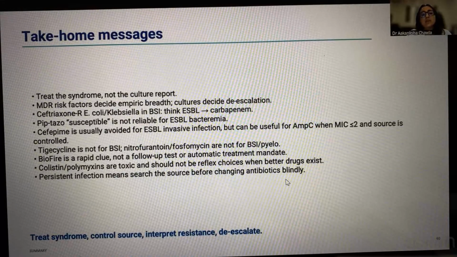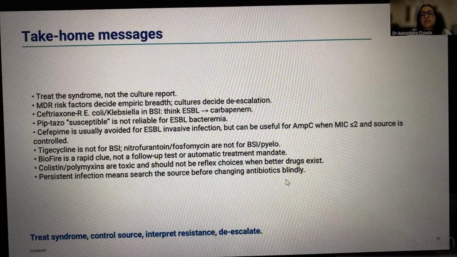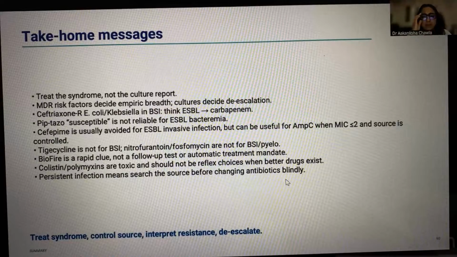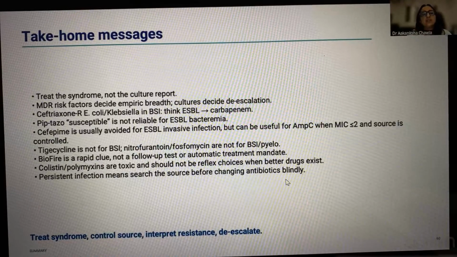Tigecycline is not the drug of choice for bloodstream infections. Nitrofurantoin and fosfomycin should not be used for pyelonephritis or bloodstream infections. BioFire gives you rapid clues, helps you to start early targeted therapy, but it is not a substitute for your culture and AST testing. You must send that. Colistin and polymyxin B are toxic and they should not be your reflex choices, especially when other drugs exist which are susceptible.